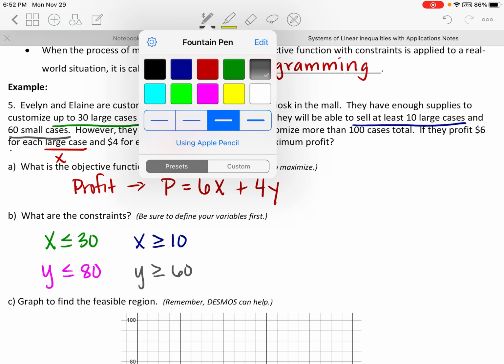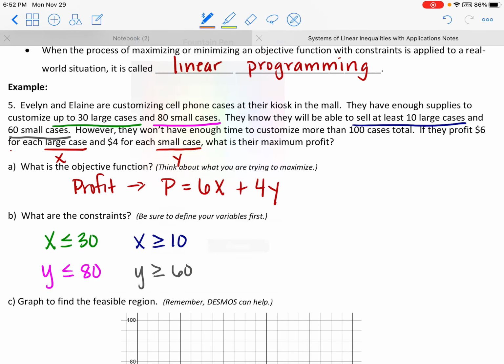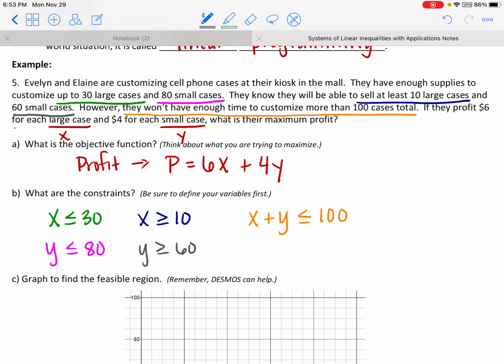And finally here, I need another color. Let's go to custom. How about an orange? It says they won't have enough time to customize more than 100 cases total. That means the number of x's and y's together, the number of smalls and larges, the number of cases total, can't be over 100. So it has to be less than or equal to 100. So those are the constraints that are in the problem.